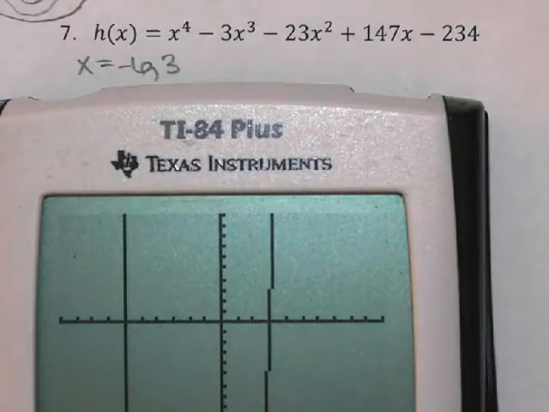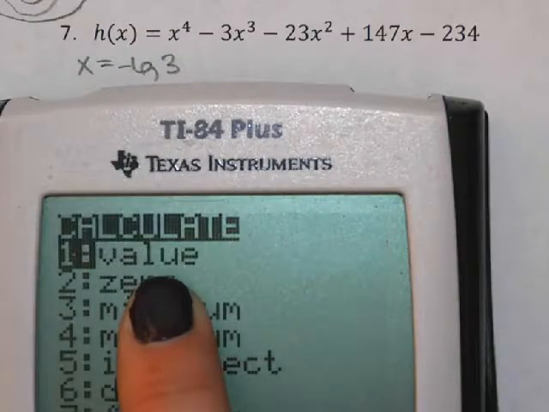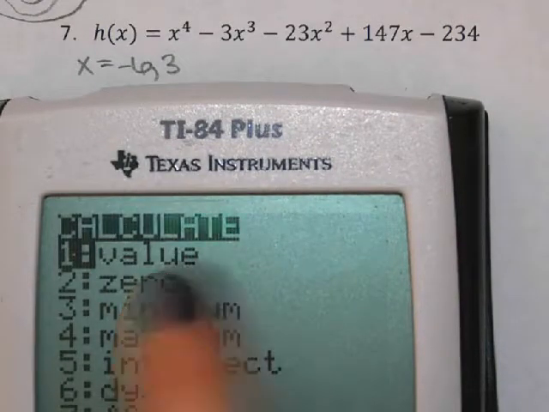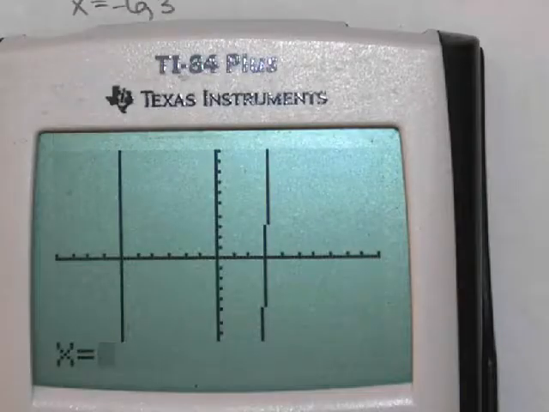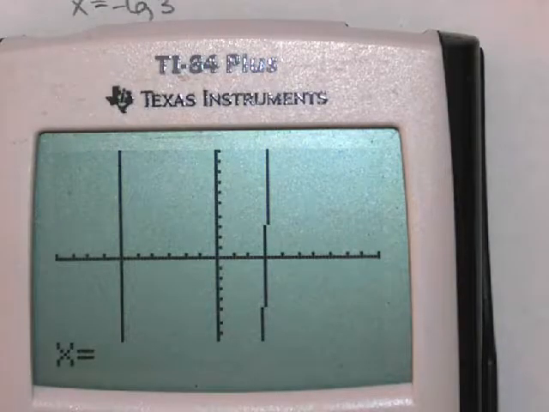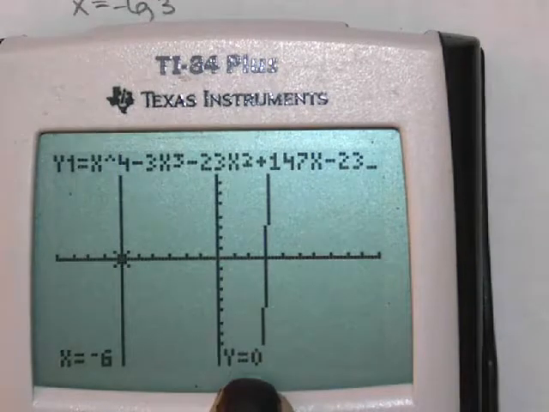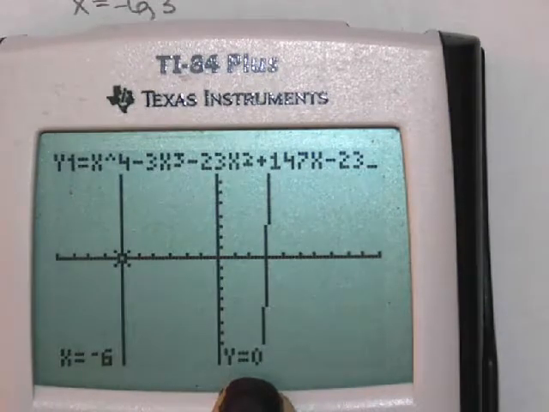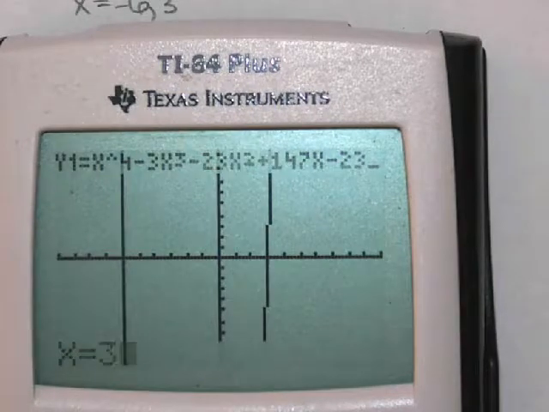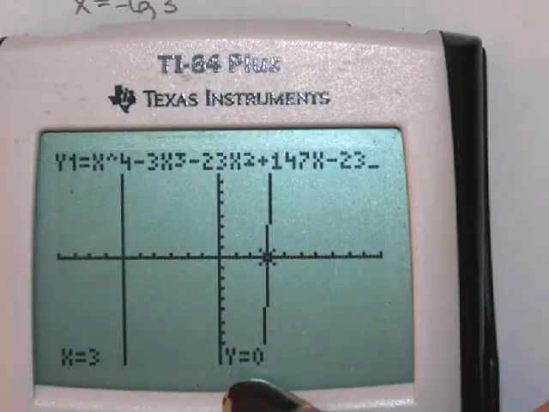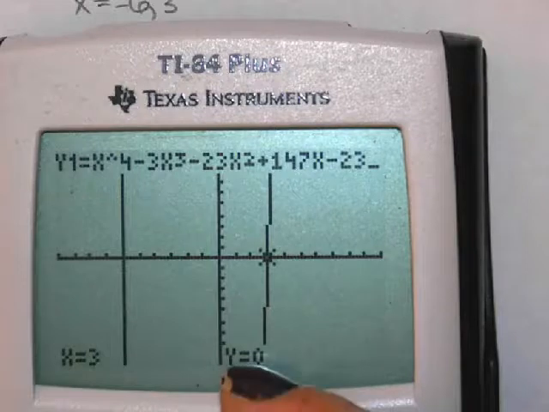And what do I do to double check that I have the right numbers? Second trace, number 1, because I'm plugging a number in. And what number should I plug in? Negative 6 and 3, right? So if I plug in negative 6, my y-coordinate is 0, which is what I wanted, so that means it's an x-intercept. If I plug in 3, my y-coordinate is 0, that means it's an x-intercept. Okay, so that means I got them right.